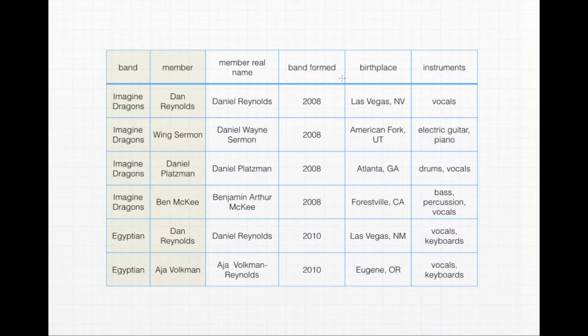We also have this problem that if we wanted to add the instruments people play, well, some people play two instruments here, so electric guitar and piano. Drums and vocal here. Bass, this person does a lot. This is Ben McKee, the bass player for Imagine Dragons. So we have multiple instruments here. There are multiple things of the same type in one column. So that violates 1NF. So we'd have to change that a bit and maybe do something like this.